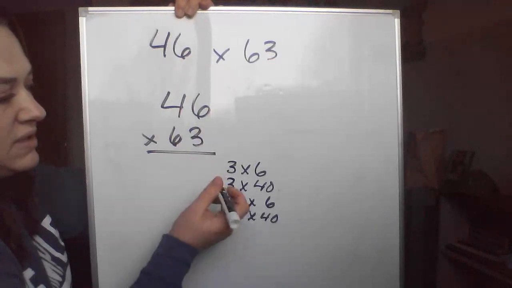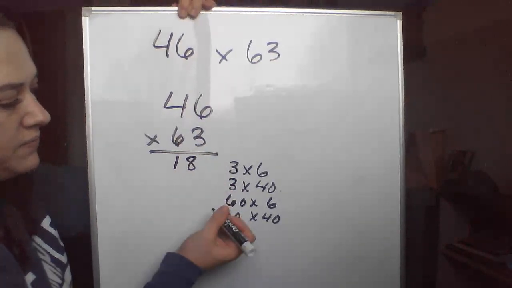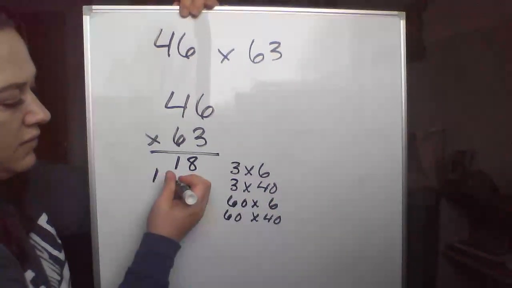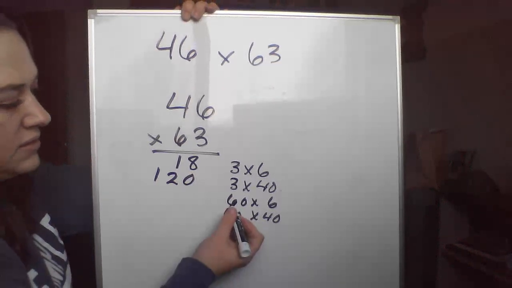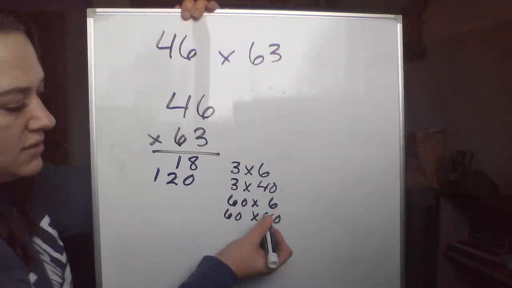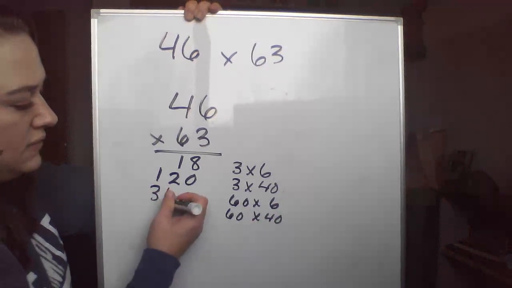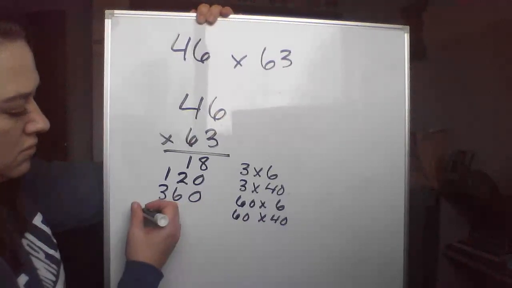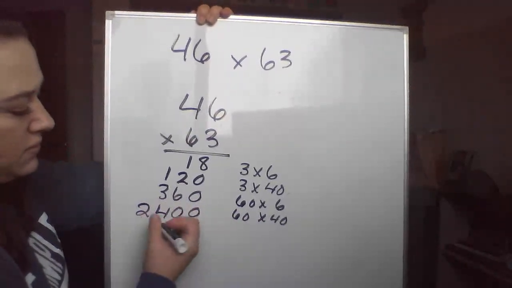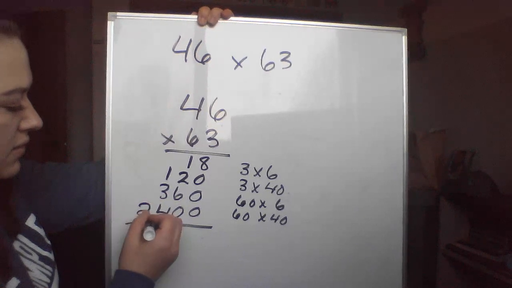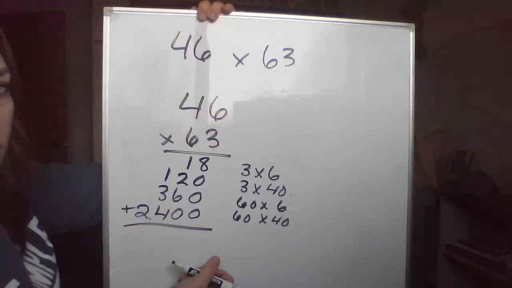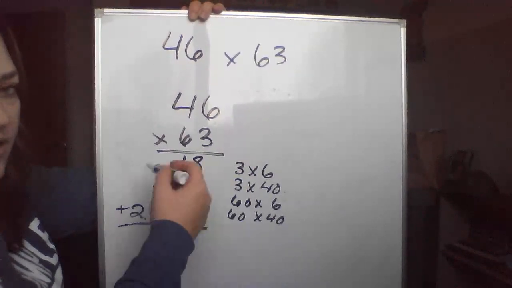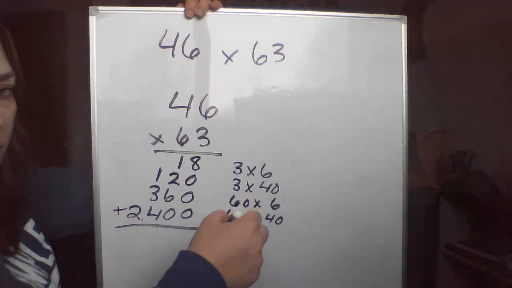Okay. 3 times 6 gives us 18. 3 times 40, 3 times 4 is 12 plus the 0 gives us 120. 6 times 6 is 36 plus our 0 gives us 360. 6 times 4 is 24 plus 2 zeros, 2,400. Okay, all of our partial products, which if we were to do an area model, this is exactly what we would see on the inside, right? Breaking up into the 4 different boxes.